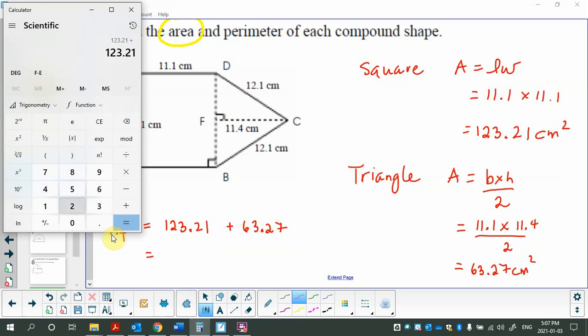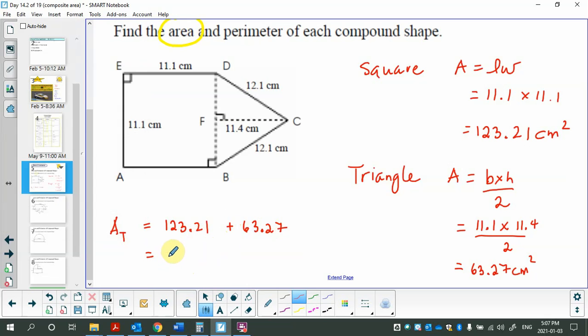123.21 plus 63.27, and I get 186.48. And in case you left off your centimeters squared here and your centimeters squared here, you do need it here. Now I'm going to put them back in those two spots, and I'm going to put it here. And we're done that question. So let's take a look at another one.